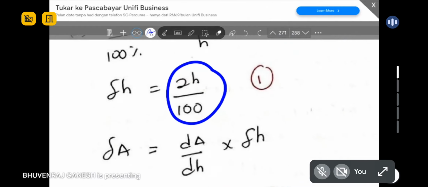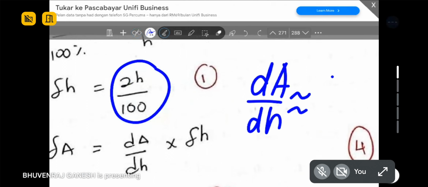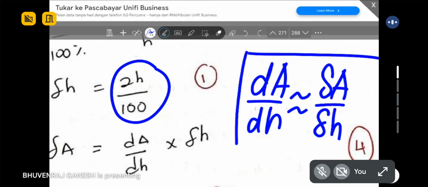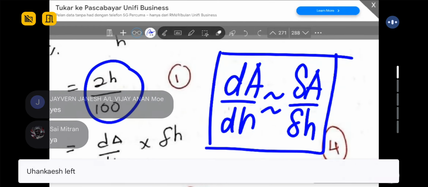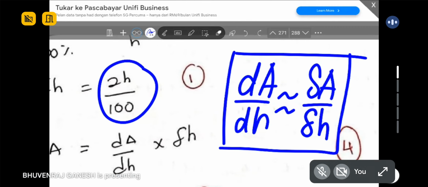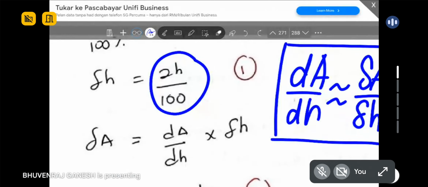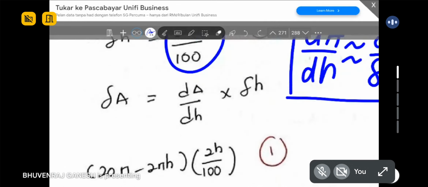And then delta A, what is the formula? dA over dH is equal to delta A over delta H. Masih ingat, guys, rumus ni? Do you all still remember this formula? Differentiation. This is the approximation and small changes formula. Perubahan kecil punya rumus. So delta A is equal to dA over dH times delta H.